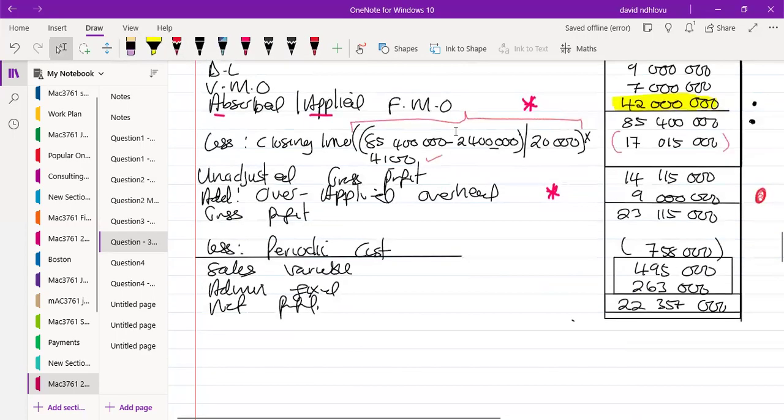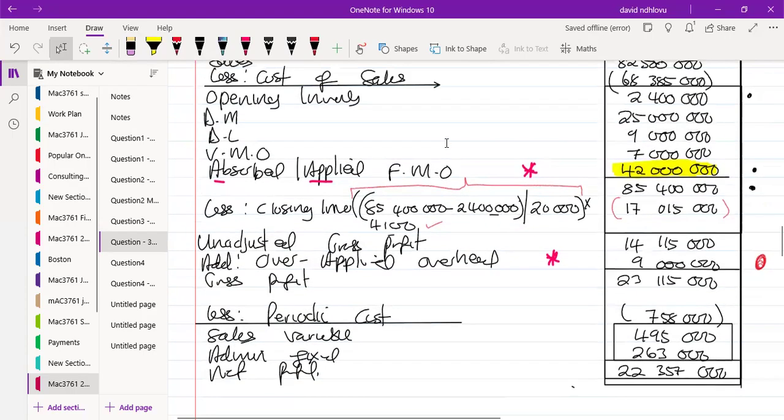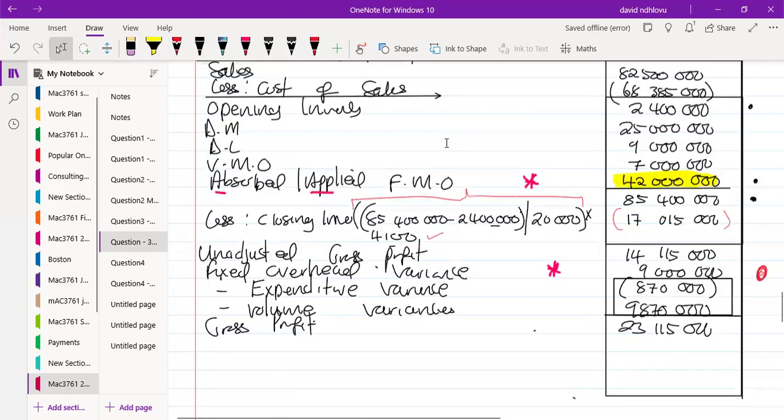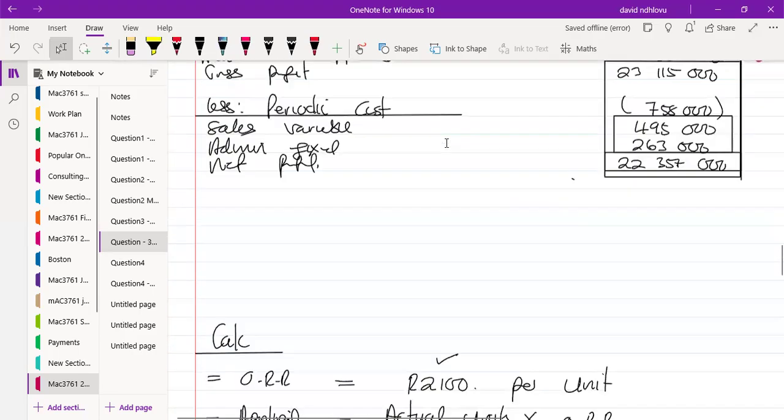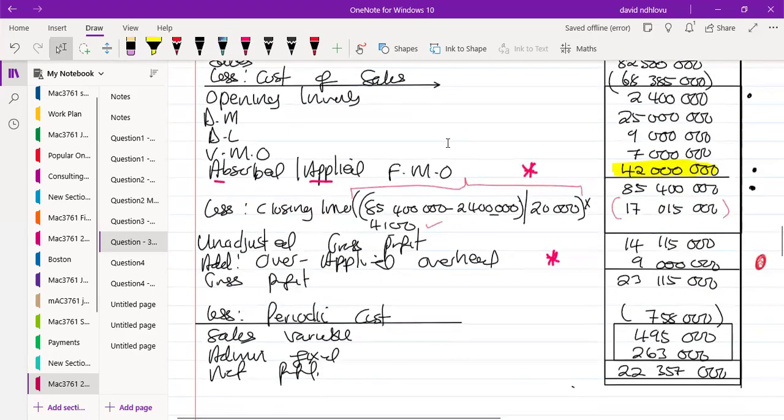But CTA, you must know both. You need to know how to calculate the over and under applied, because it can come as a separate standalone calculation. Though in your module, you'll be expected to compile like this. Then the CTA one, you compile like that.